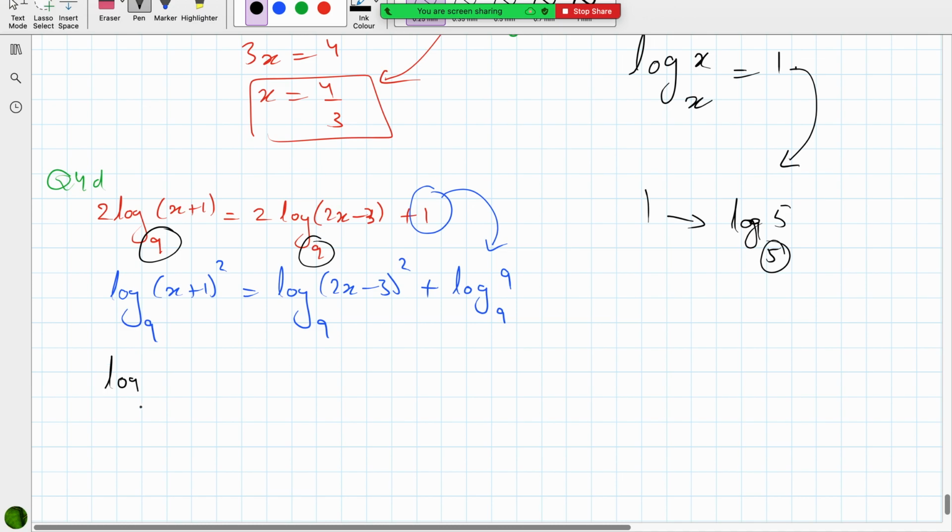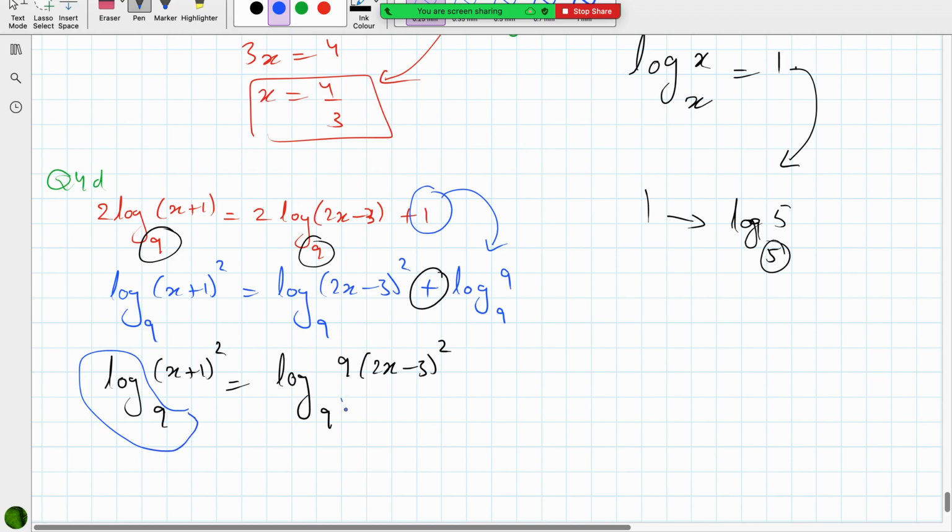Now on left hand side it is log of (x plus 1) squared to base 9. On right hand side you see this positive sign, it changes into multiplication. So this is log of 9 into (2x minus 3) whole squared to base 9. Now if you can compare left hand side and right hand side, both of these are same.